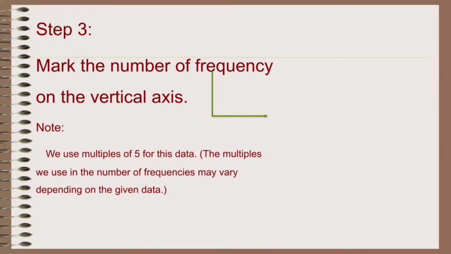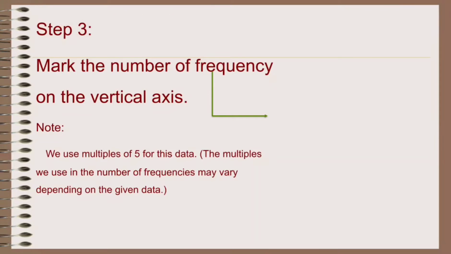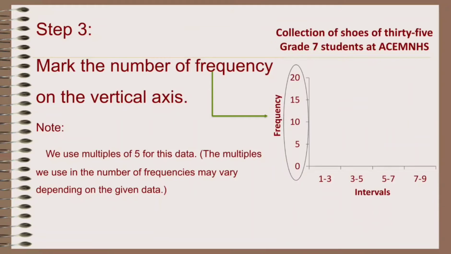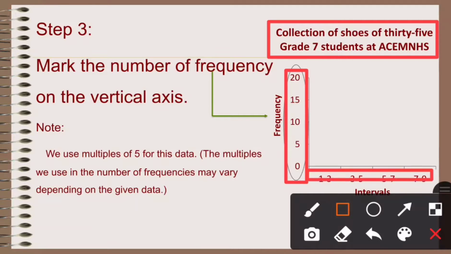Next. Step 3 is to mark the number of frequency on the vertical axis. Note, we use multiples of 5 for this data. The multiples we use in the number of frequency may vary depending on the given data. Again, the title of our graph: collection of shoes of 35 grade 7 students at ACE MNHS. Then this is the frequency 0, 5, 10, 15, 20. And of course, we have the interval. Ito interval natin: 1 to 3, 3 to 5, 5 to 7, 7 to 9.